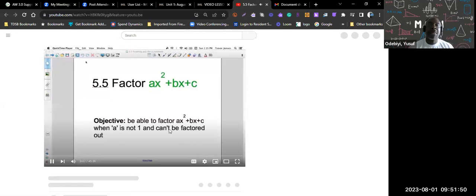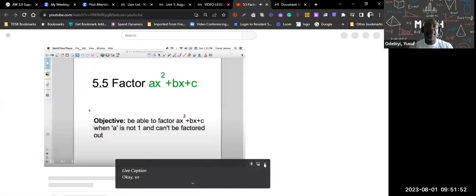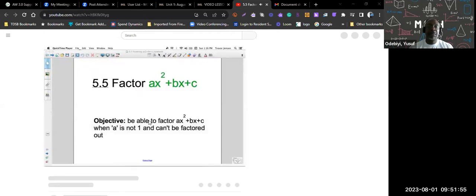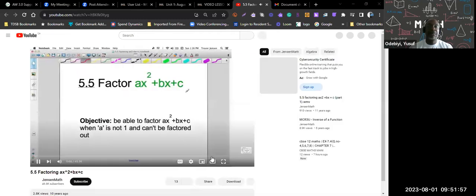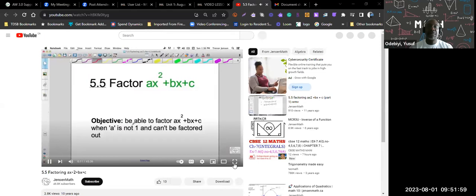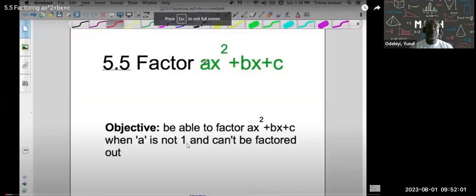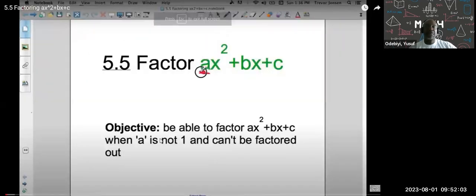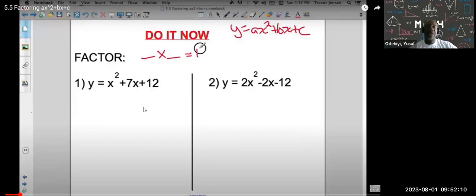Here's a lesson for section 5.5, factoring quadratics in standard form. So factoring quadratics in the form ax squared plus bx plus c. In this lesson, our a value is always not going to be 1, and it can't be factored out. In the previous lesson that we did for section, here's an example.